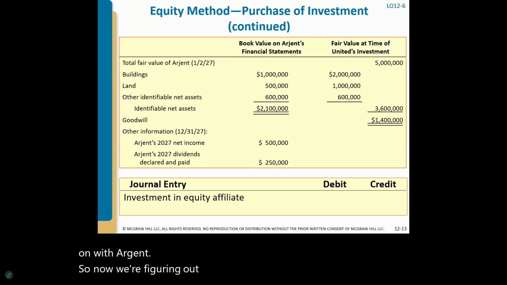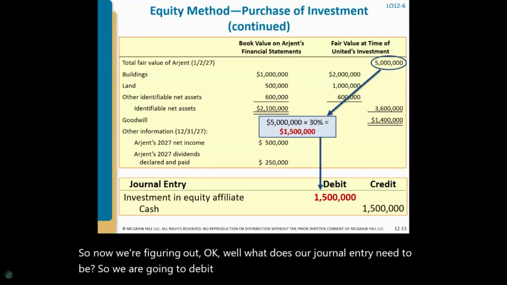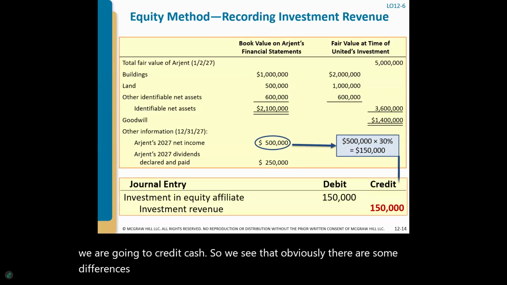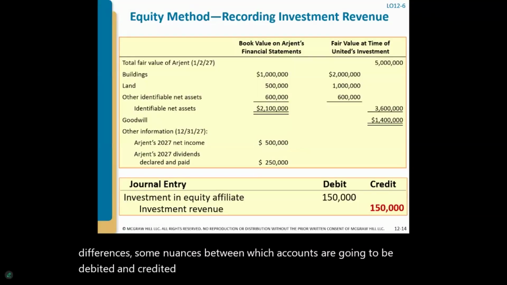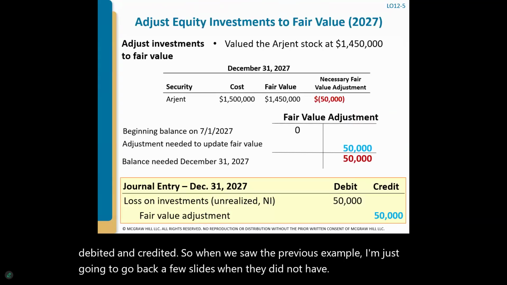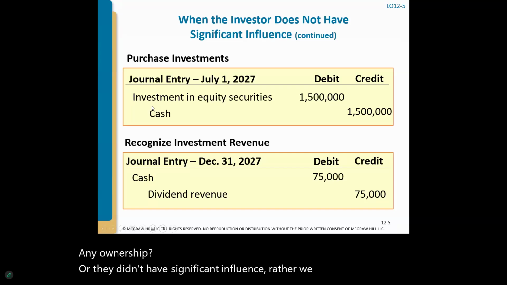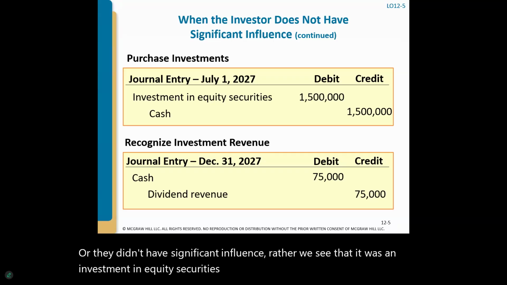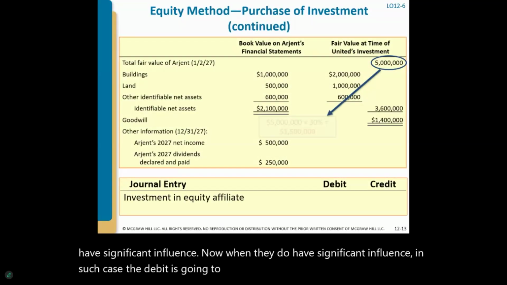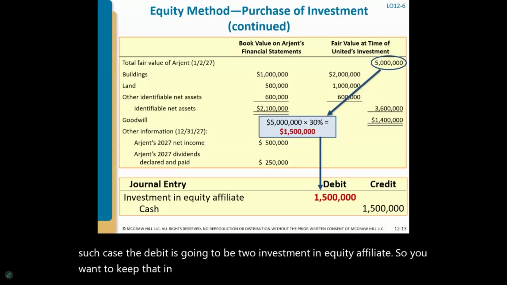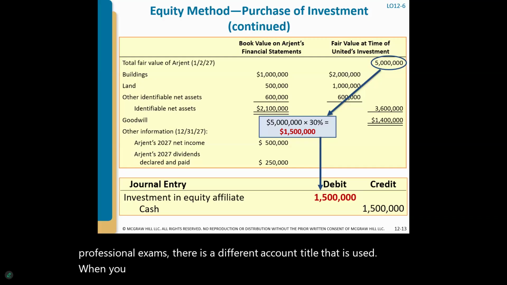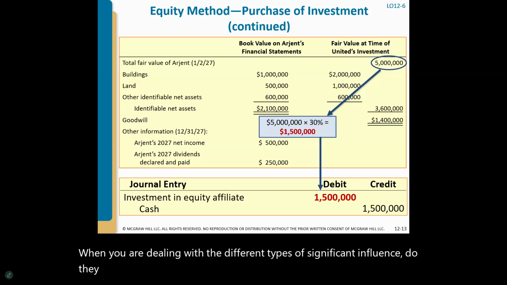Now we're figuring out what our journal entry needs to be. We are going to debit the investment in equity affiliate account, and we are going to credit cash. There are some nuances between which accounts are going to be debited and credited. In the previous example, I'm going to go back a few slides, when they did not have any ownership, or rather did not have significant influence, it was an investment in equity securities. That's essentially when they do not have significant influence. Now, when they do have significant influence, the debit is going to be to investment in equity affiliate, so you want to keep that in mind. As you prepare for the CPA exam and professional exams, a different account title is used depending on the type of influence. Do they have the influence, or do they not have the influence?